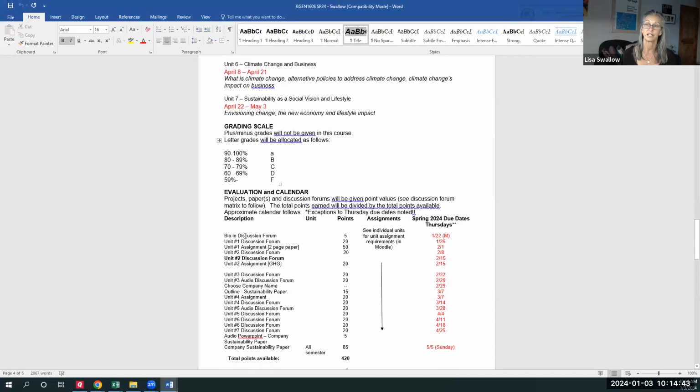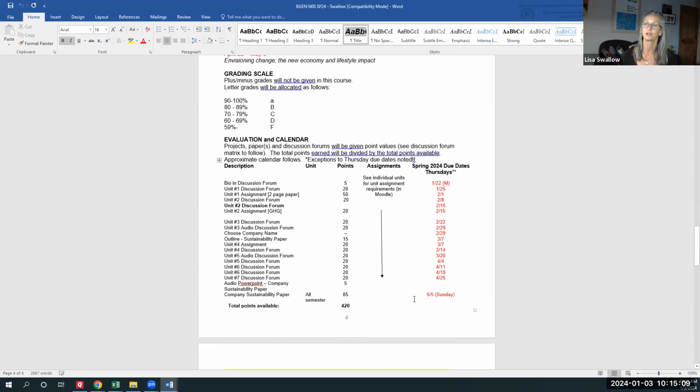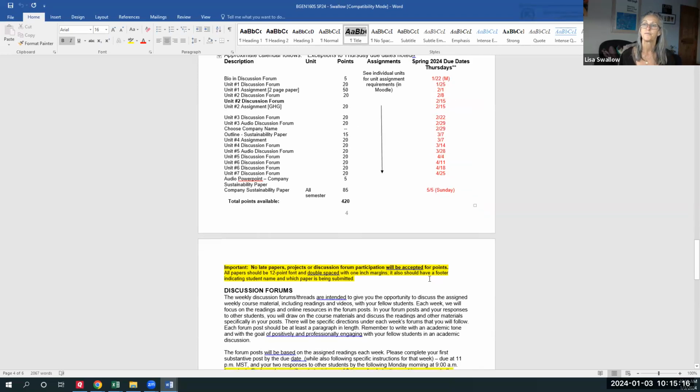And then again, very importantly, on the last page of the syllabus, or fourth page of the syllabus, I would print this. Here are your due dates. They're almost all Thursdays, except the semester actually starts on a Thursday, so your first biography in the discussion forum is due on a Monday, and then the final paper and PowerPoint is due on a Sunday. But the rest of the dates in there should be Thursdays.